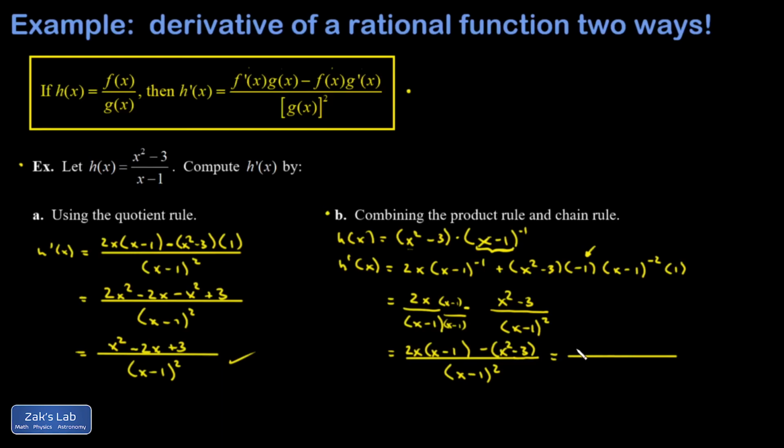Distributing in the numerator, I get 2x squared minus 2x minus x squared plus 3, all divided by x minus 1 quantity squared. And finally, combining like terms, I have 2x squared minus x squared, so that's 1x squared, minus 2x plus 3 divided by x minus 1 quantity squared. And this matches our original answer, so we're good.